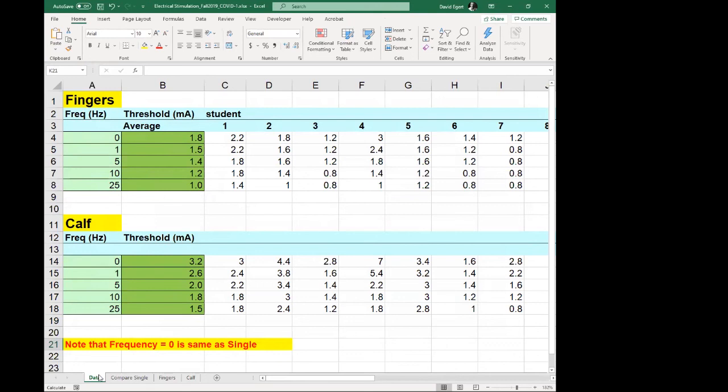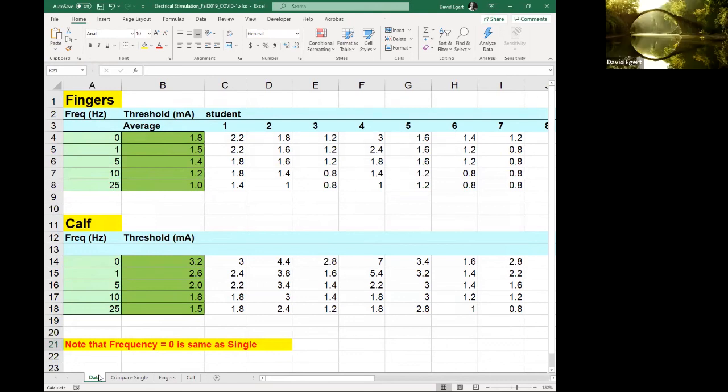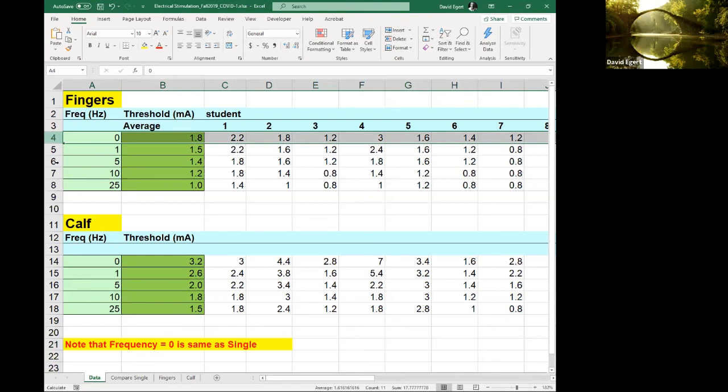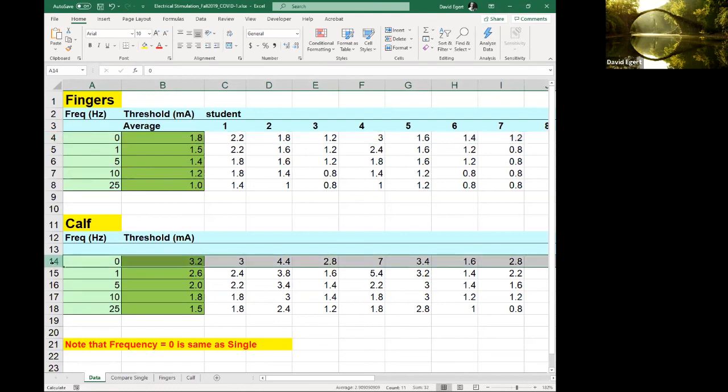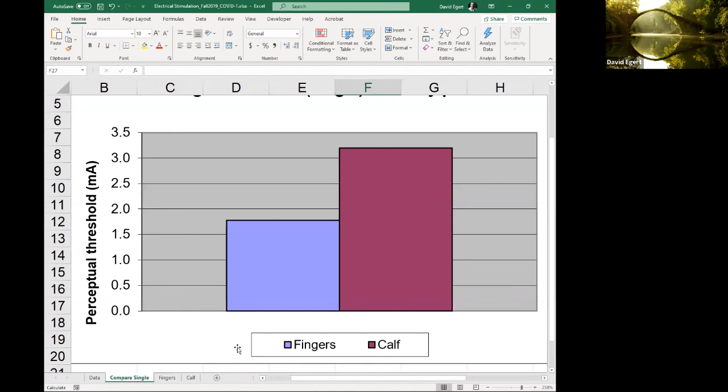The threshold for the body part? Yeah, exactly. We have to look at the threshold and compare against different body parts. And here, if you take a look, the 0 just means single. We only needed 1.8 on average to feel on the finger. But for a single, it was like twice as much current to just barely feel something on the calf. So compare single here, what was the perceptual threshold we needed to just feel it on the fingers? It's like half of what we barely needed to feel on the calf.